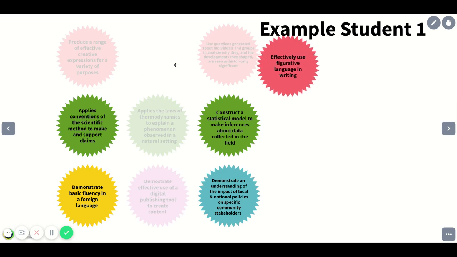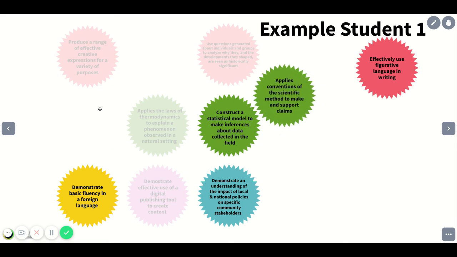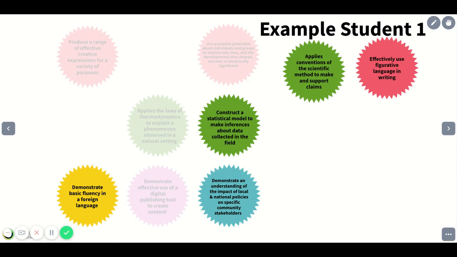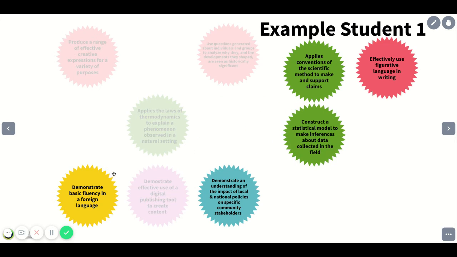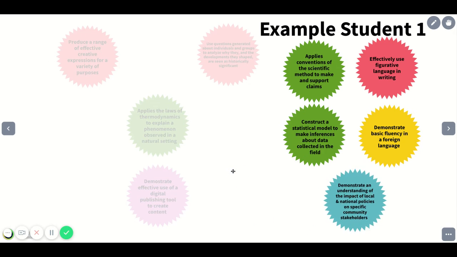This student really wants to write something with figurative language in it, but they also want to maybe apply the conventions of scientific method and use statistics. They also speak a foreign language, maybe Javanese or Indonesian, and they want to show use of that. And they feel like they could also show an understanding of the impact of local and national policies on specific community stakeholders. They're not hitting on these ones because that's not their focus for this time period, but they may hit on these in another project in the future.